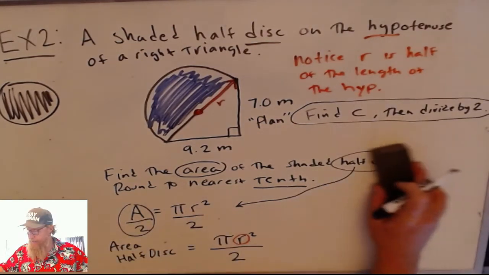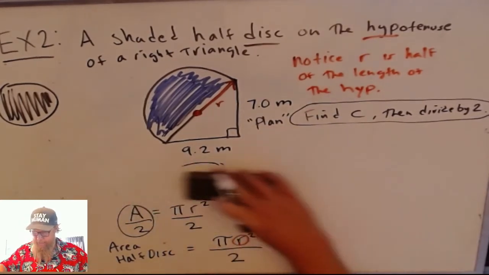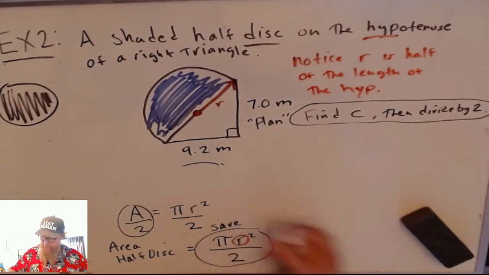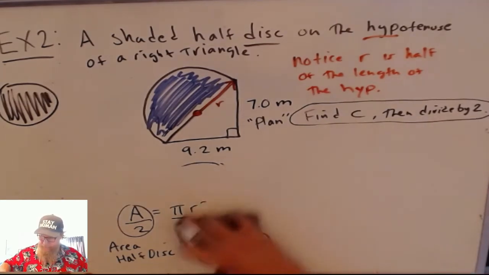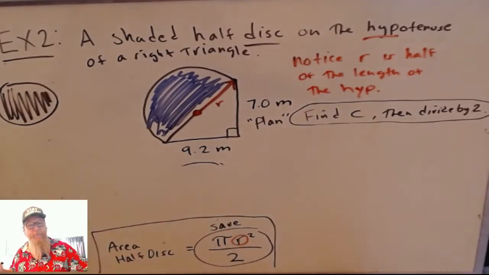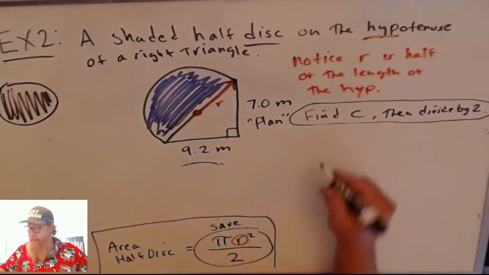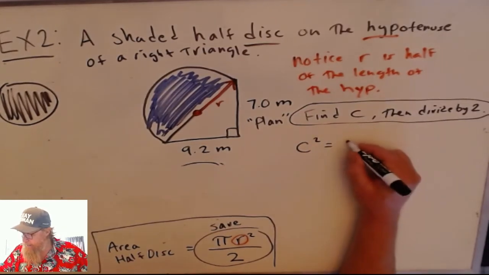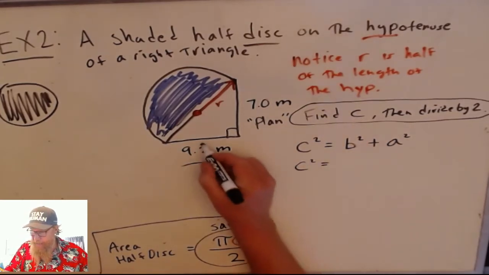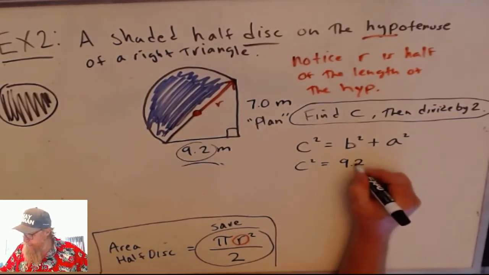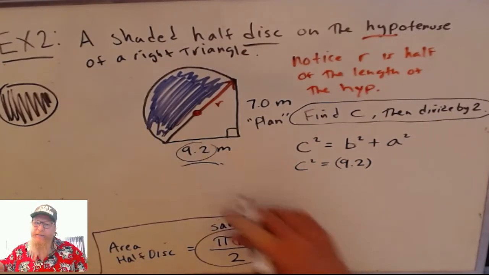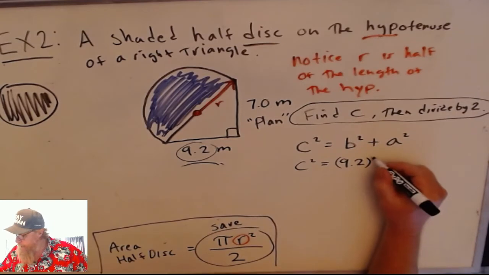I'm going to need some space to work here. Let's save this formula for later. Remind me not to erase that. We're going to need that formula at the end. All right, so let's find c. We got c squared is b squared plus a squared. B is 9.2. Again, don't worry about the units. The units are meters in this case. It's a very large shape.